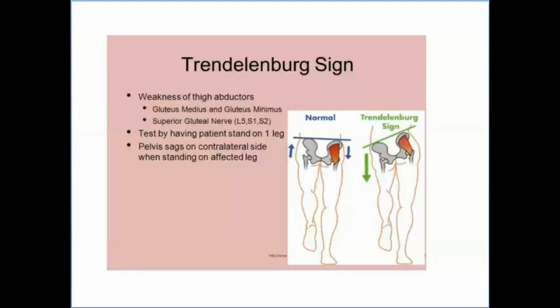Another important thing about the abductors, as I told you, the abductors means the gluteus medius and minimus, which are supplied by the superior gluteal nerves L5, S1 and S2. They are very important muscles in walking. In your walking cycle, the first important muscles are the abductors, gluteus medius and minimus.